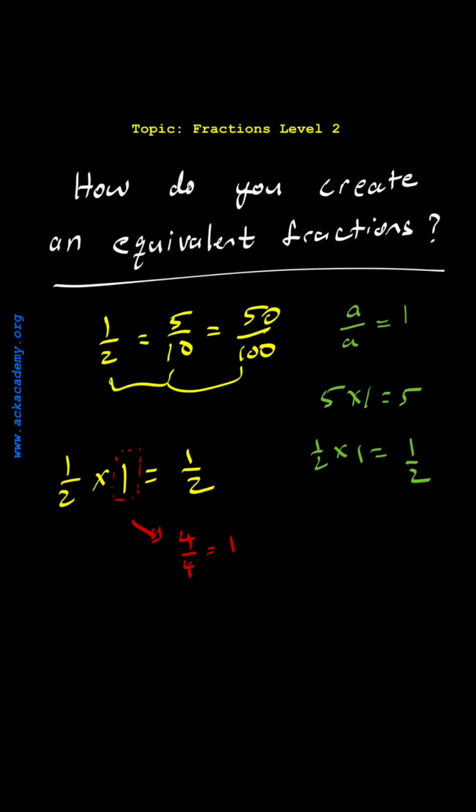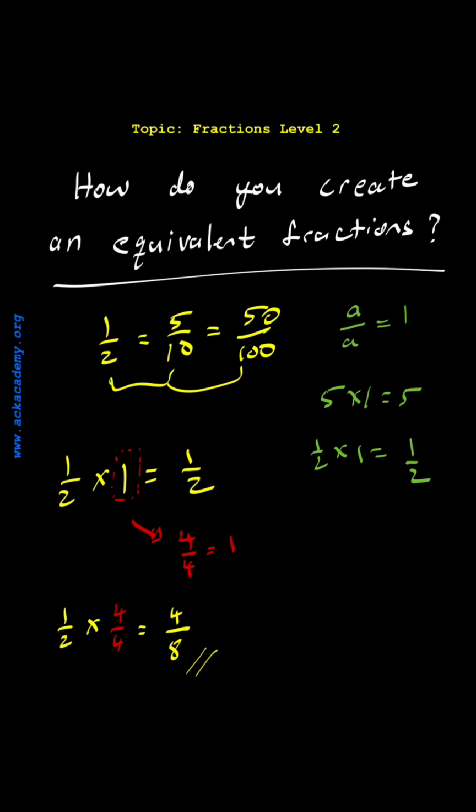Okay, so let's say I do 1/2 multiplied by this 4 over 4. That equals what? We already learned about multiplying, right? We just multiply across. So what's 1 times 4? 1 times 4 is 4. And what's 2 times 4? It's 8. And guess what? 4 over 8 is an equivalent fraction.